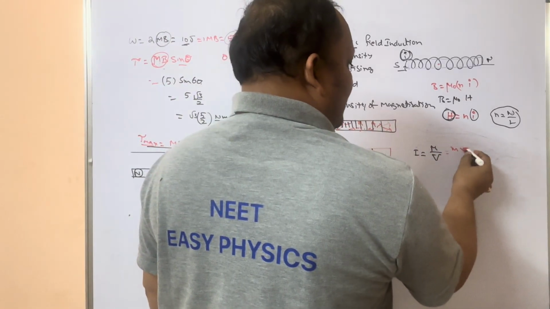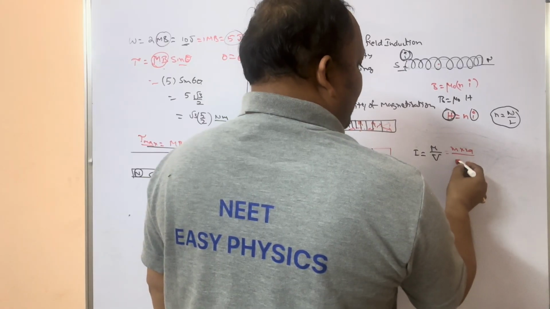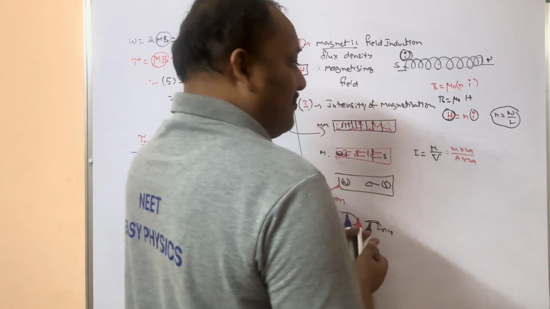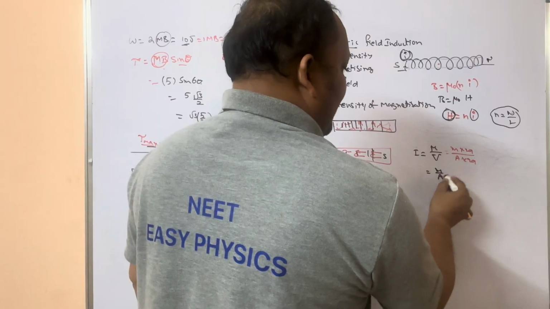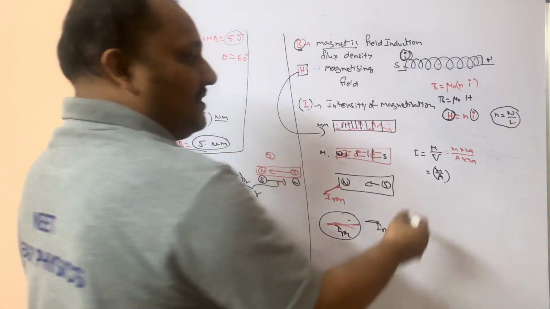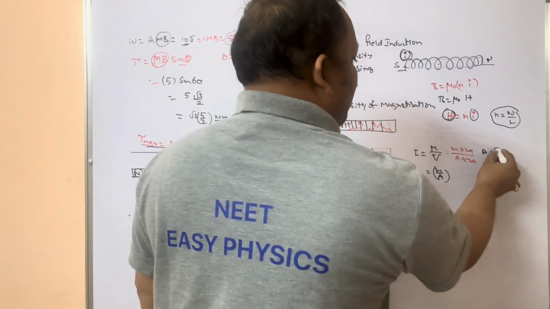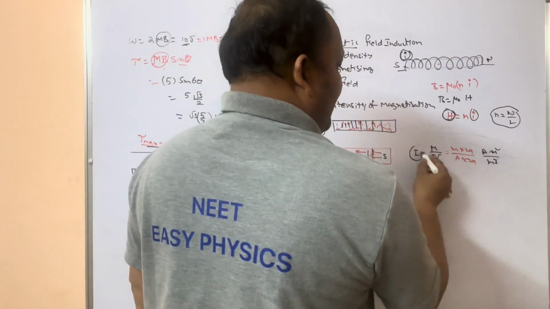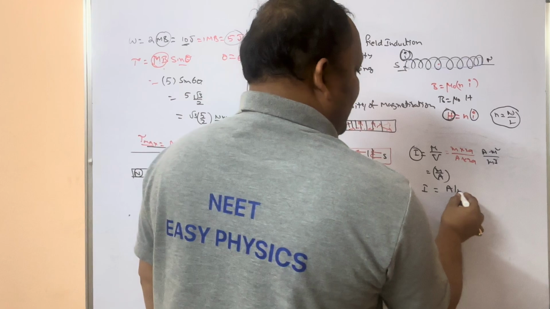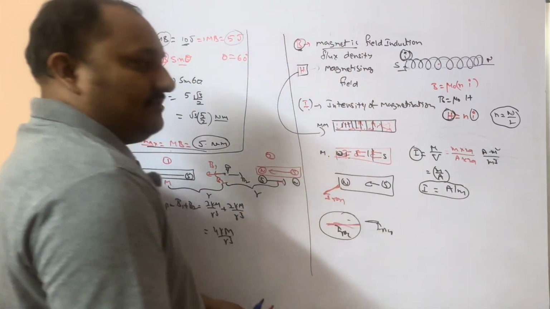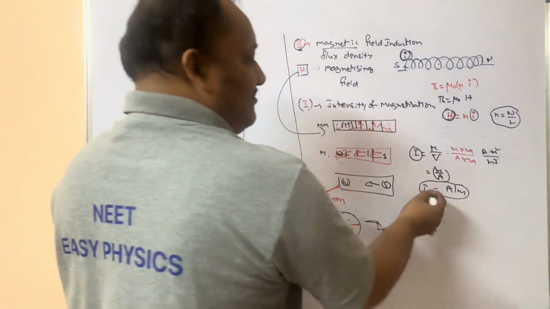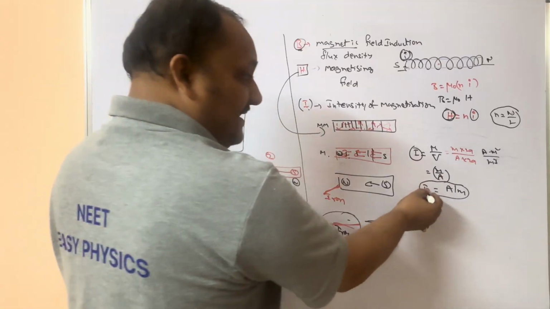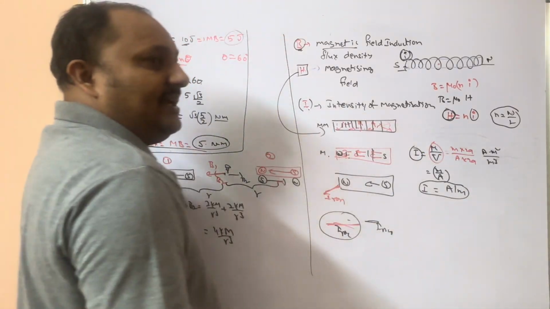Otherwise, pole strength into 2A divided by area into length, so pole strength per unit area, M by A. What are the units of magnetic moment? Ampere meter square. Volume units: meter cube. Therefore, the units of intensity of magnetization are ampere per meter. Isn't it? So this is going to be I. This I is M by V.